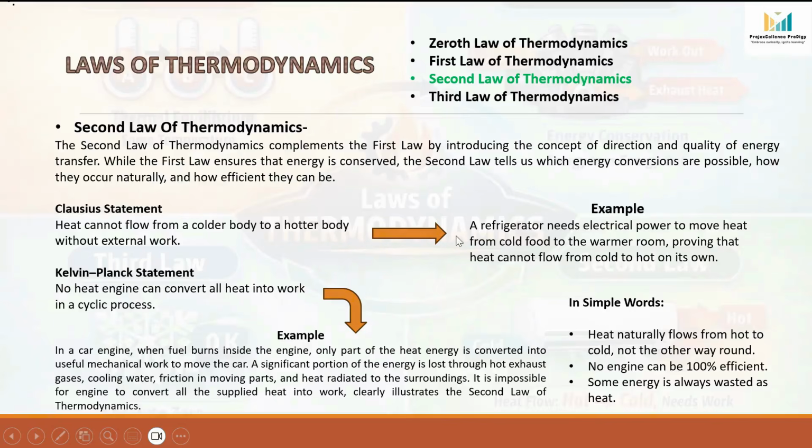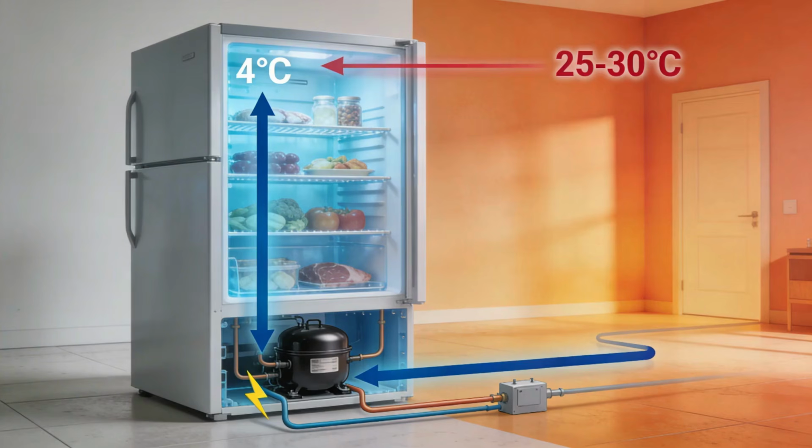Let's understand this with a refrigerator. Inside your refrigerator, the temperature of food is usually around 4 degrees Celsius, while the room temperature outside may be about 25 to 30 degrees Celsius, depending upon the season or weather. Now, according to natural heat flow, heat should always move from hot to cold. That means heat should actually flow from the warm room into the colder refrigerator. If that happens, the food inside the fridge would slowly become warm. But we know that refrigerators keep food cold. So how does this happen?